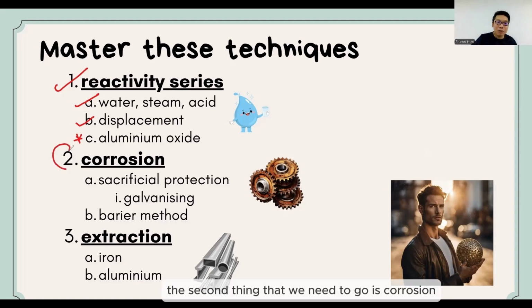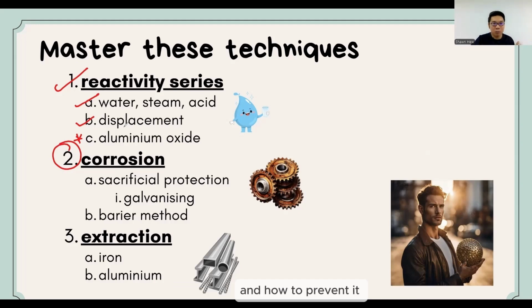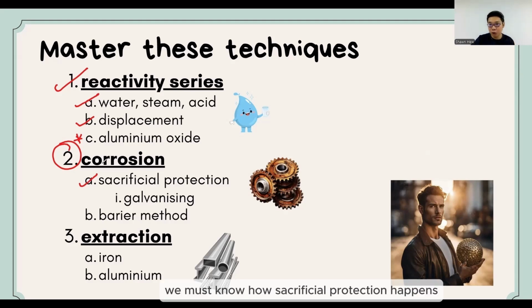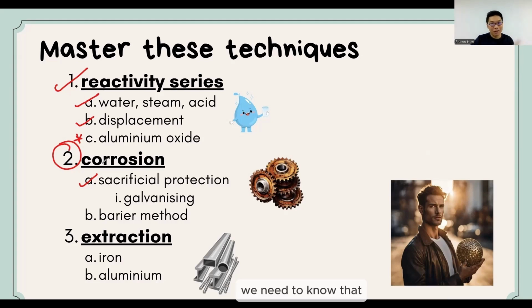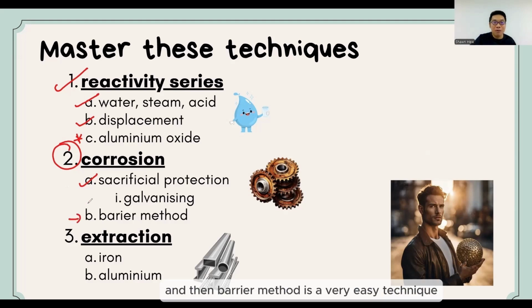The second thing that we need to go over is corrosion. So we know the cause of corrosion and how to prevent it. There are two ways to prevent it. First, chemistry students must know how sacrificial protection happens. And then the most famous name, galvanizing, is referred to which metal? You need to know that. And then the barrier method is a very easy technique that we already learned from primary.